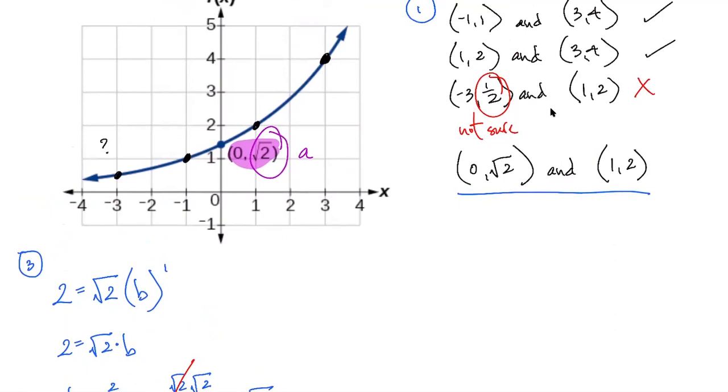Zero means that the number next to it is my a. Like this is my a value. Yeah. Can you be more specific? I'm not really sure where you maybe are feeling unclear.